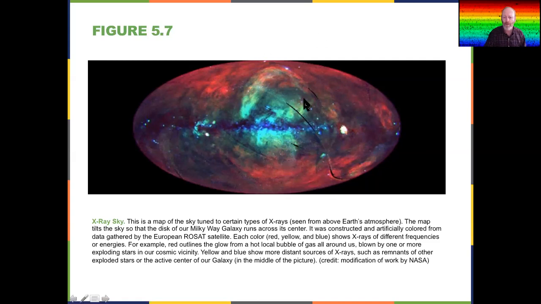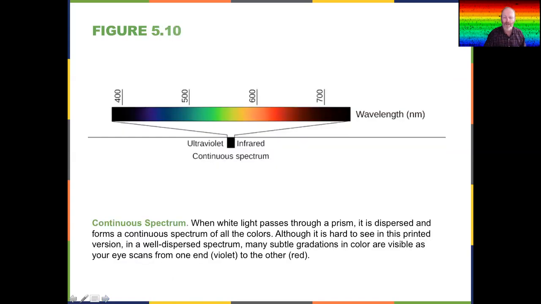But we can see there's some high energy levels and some low energy levels. And we can see that there's a couple of bright spots that are there. Often those correspond to very active areas. When we're looking at light coming at us, we can break it into its constituent parts.